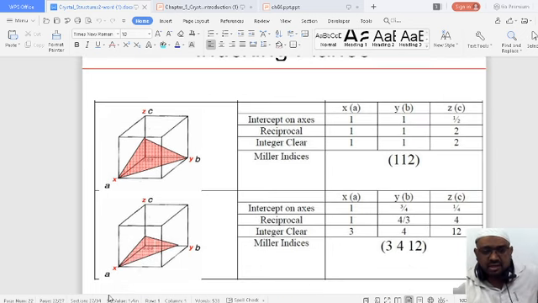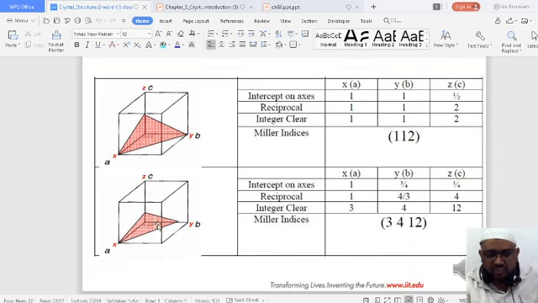Now, in the same case, we take the second example. You can see the z-intercept is the 1 by 4th part, so it has been written 1 by 4. And here y is not exactly 1, but 3 by 4th part. That is the reason we have indicated 3 by 4th. And here the x intercept is completely touching, this particular distance is considered to be 1. When you take the reciprocal, you'll get these particular values.